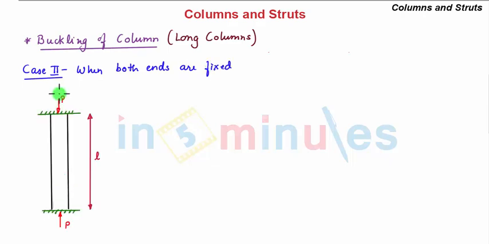So when we apply Euler's theory for this case, we get the expression for Euler's crippling load PE as 4 pi square EI upon L square. So we can write this PE as pi square EI upon L square by 4.